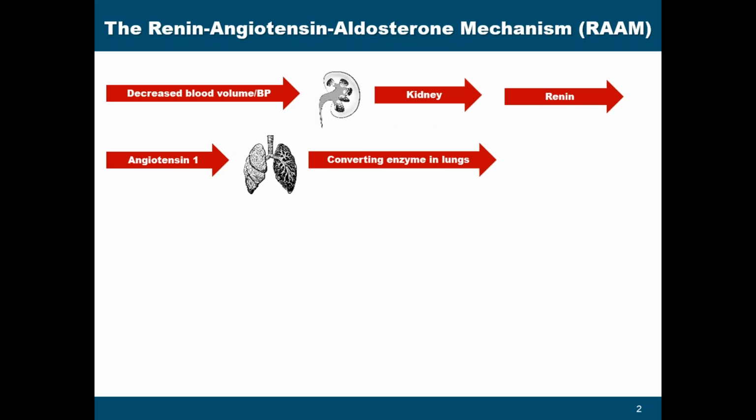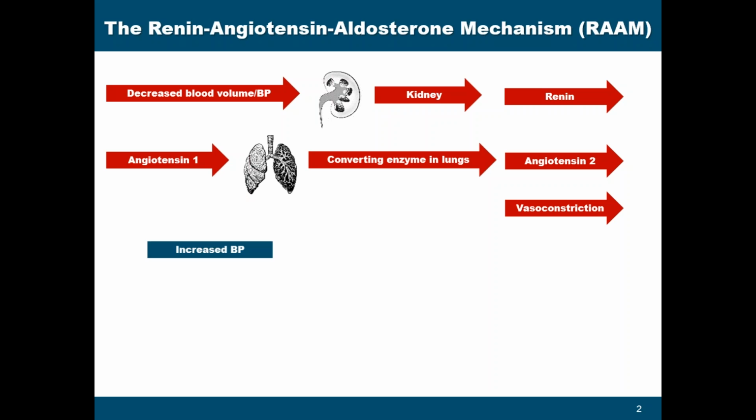With the release of angiotensin 1 and the help of the converting enzymes in the lungs, it will help in the formation of a very important vasoconstrictor, which is angiotensin 2. So angiotensin 2 will cause potent vasoconstriction that will help in increasing the blood pressure.